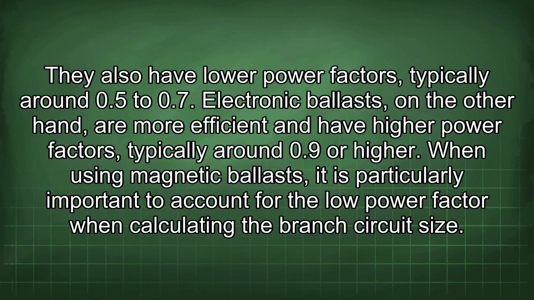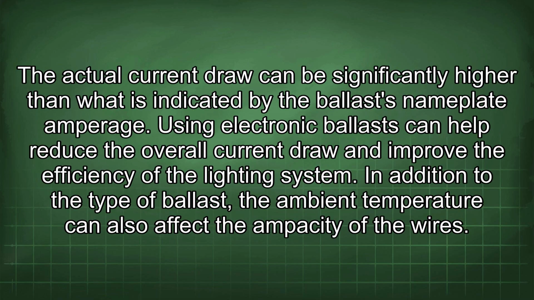When using magnetic ballasts, it is particularly important to account for the low power factor when calculating the branch circuit size. The actual current draw can be significantly higher than what is indicated by the ballast nameplate amperage. Using electronic ballast can help reduce the overall current draw and improve the efficiency of the lighting system.